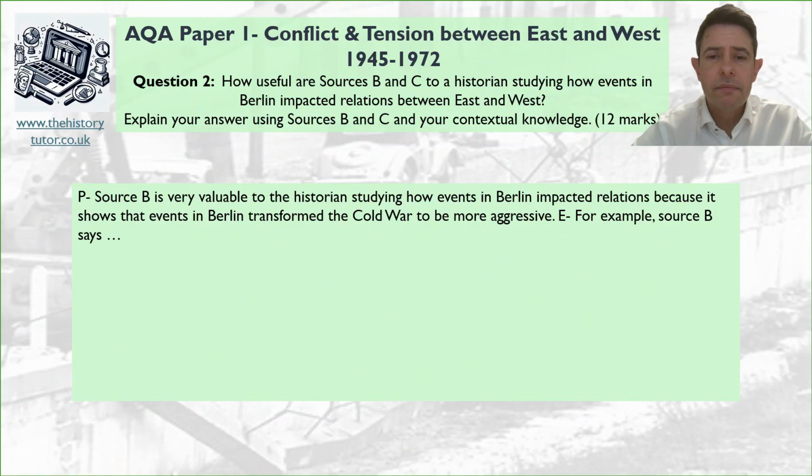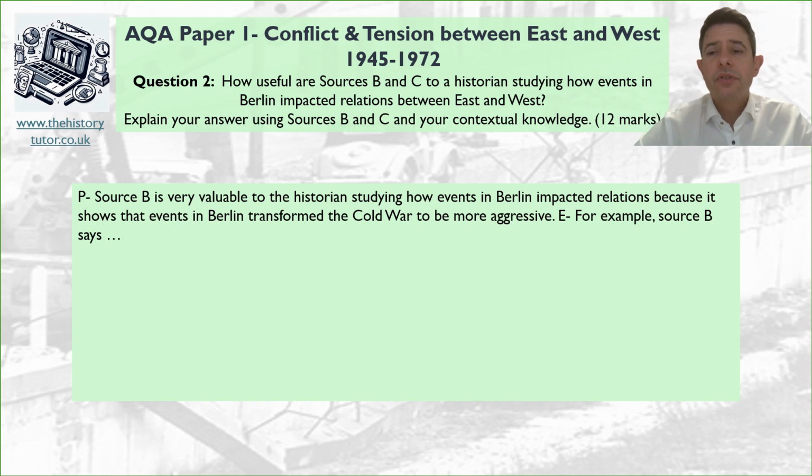Okay, so here's what I've gone for. Source B is very valuable to historians studying how events in Berlin impacted relations between East and West because it shows that the events in Berlin transformed the Cold War and it became more aggressive. As I said earlier, you could use the word standoff, and they're getting more towards a sort of colder tension. The thaw, as mentioned before, is coming to an end.